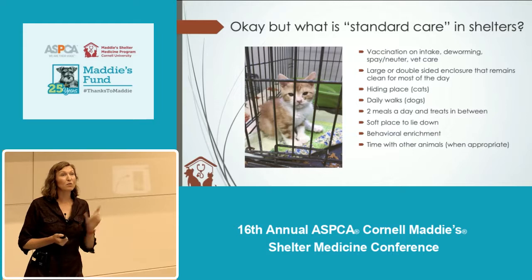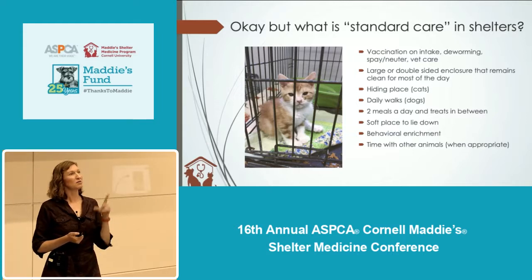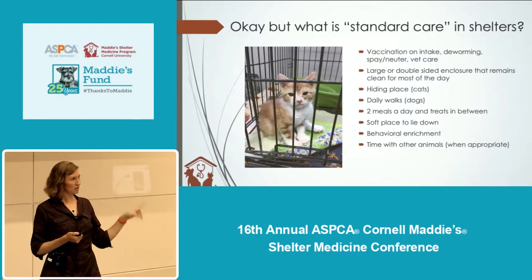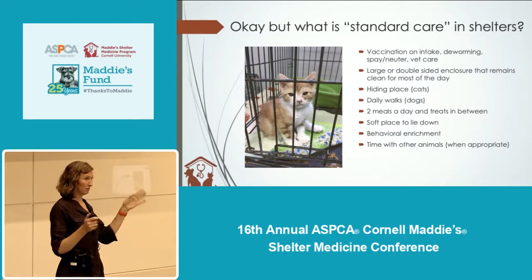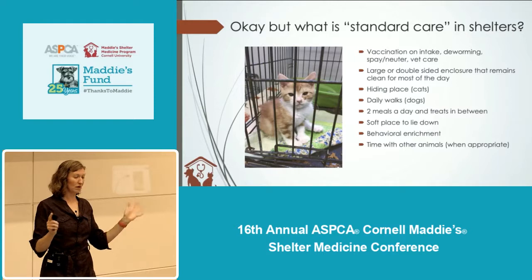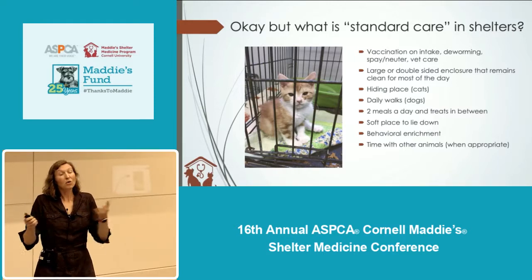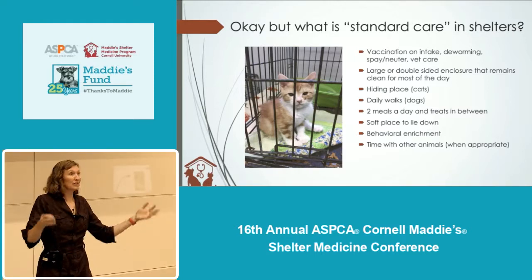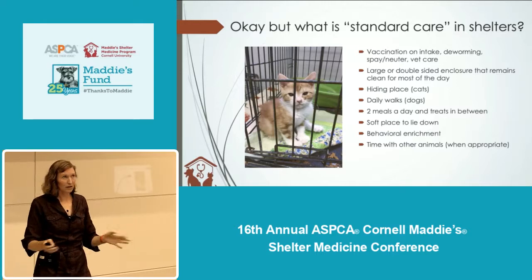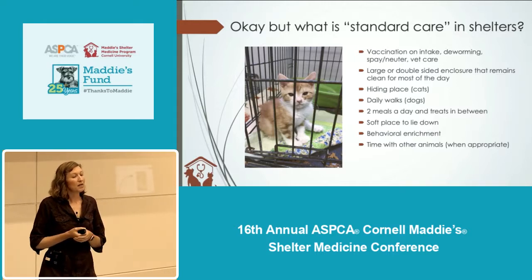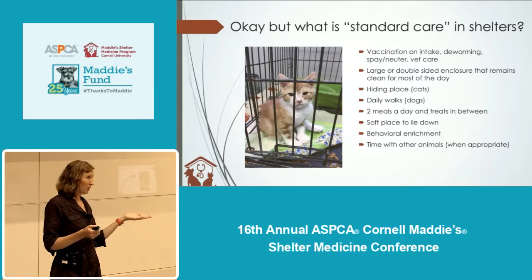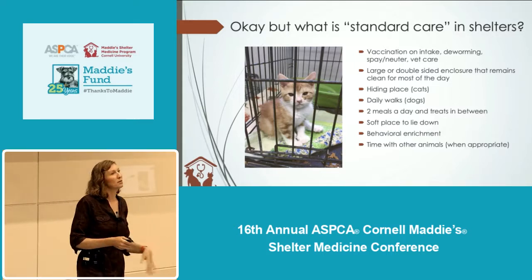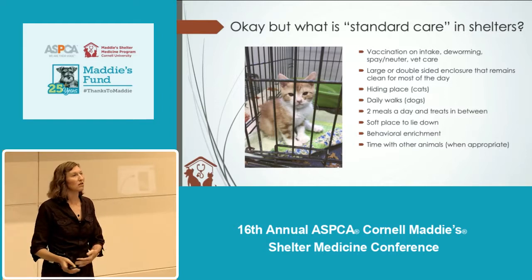Time with other animals when appropriate. So don't put dogs that like to kill other dogs with dogs, right? Don't put cats that like to kill other cats with cats, or dogs that kill cats with cats. Don't do that. And don't mix litters of kittens just to give them enrichment. Not a good idea, biosecurity-wise. But if you have animals that like the company of their fellow kind, then play groups, or maybe a play group for cats that like each other.